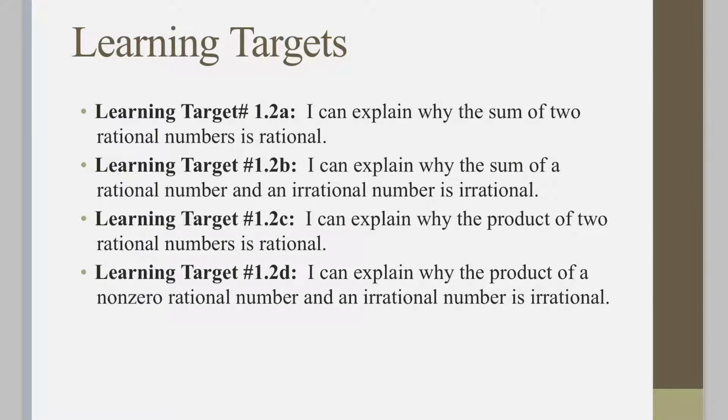Learning target 1.2c: I can explain why the product, that is a new term, product of two rational numbers is rational. We'll discuss product in the upcoming moments. And then learning target 1.2d: I can explain why the product of a non-zero rational number and irrational number is irrational. Again, we are looking at having a great enough understanding that we can explain the concepts involved in these learning targets.